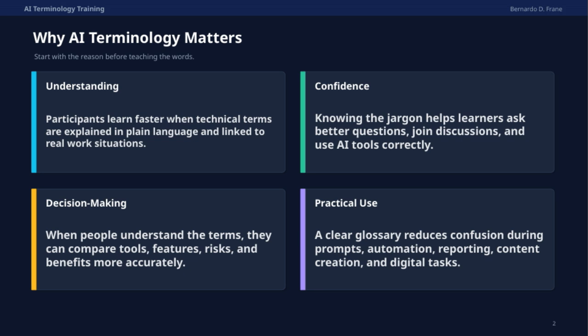Moving on to decision-making, knowing the jargon is crucial. When you understand the language around AI, you're better equipped to ask insightful questions, participate meaningfully in discussions, and use AI tools correctly. It's about empowering yourself to make smarter choices.